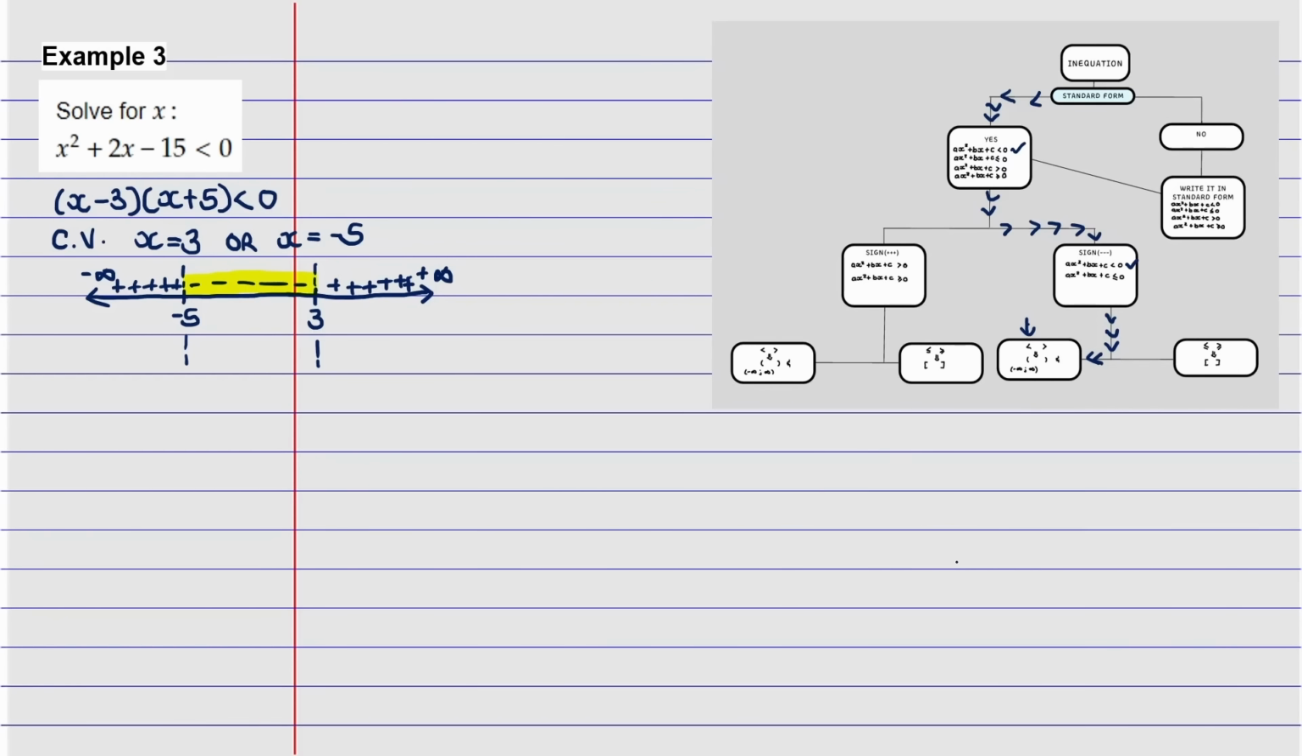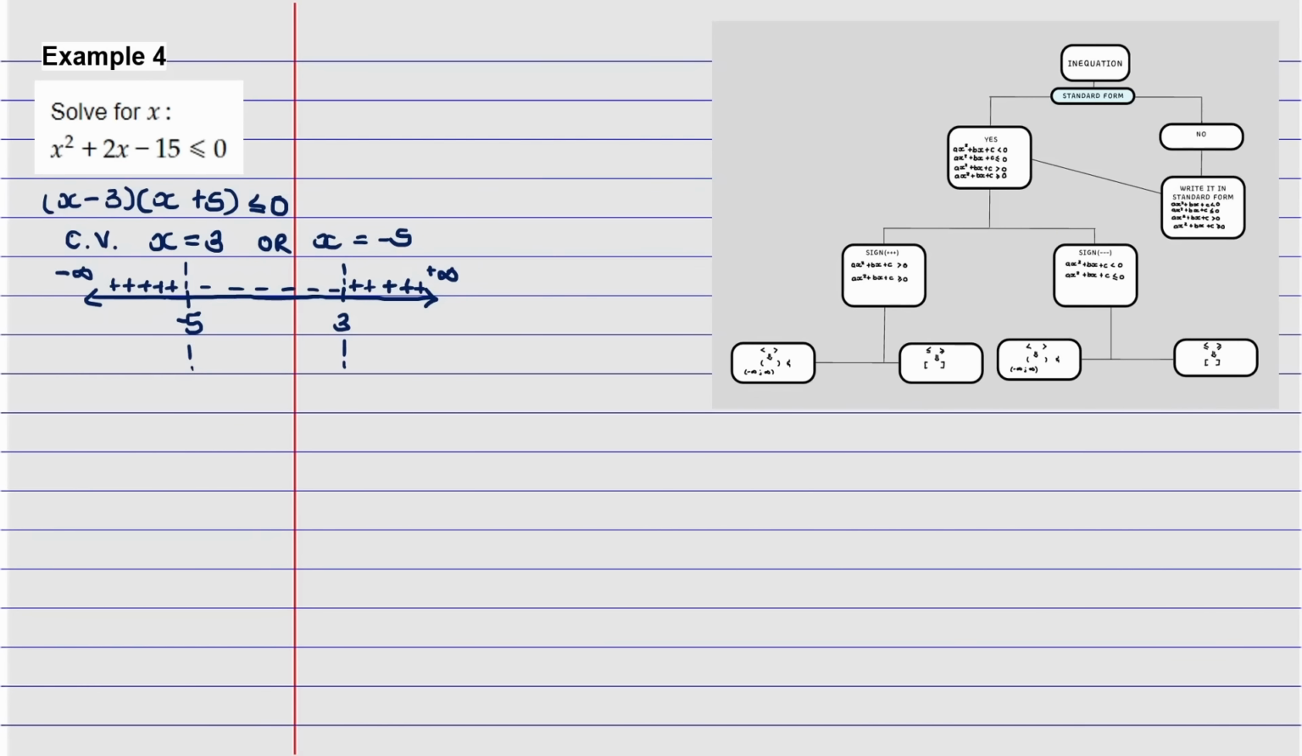So with that said, now let's write this section, going from the left-hand side to the right-hand side. It's a curved bracket, so this is the same as -5 is to 3. So our answer here is going to be x is an element of (-5, 3). And that's your final answer for this question. I hope that makes sense.